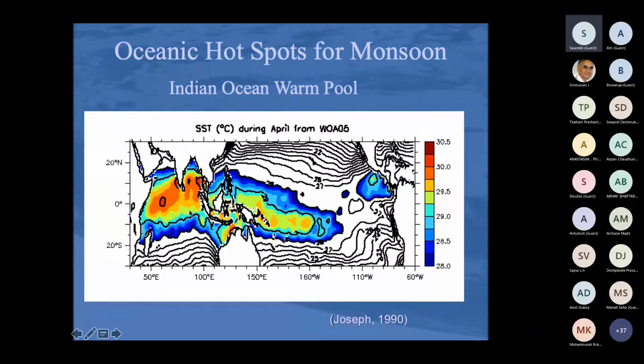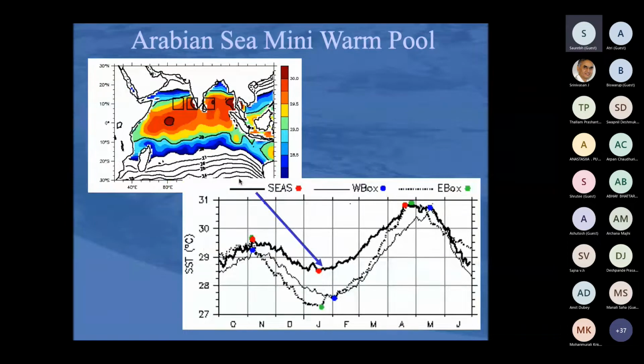So one such region where we had interest at that time, national interest and also for monsoon science, is this region to the west of India, which is called the Arabian Sea mini warm pool. So this is one of the hotspots. This is the problem we are going to look at using this ocean general circulation model.